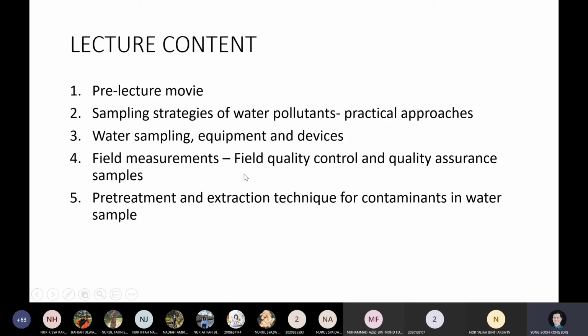And the details, we're probably going to talk about field quality control and quality assurance samples. These are the techniques that I suspect you might have learned in analytical chemistry. So we're going to repeat a few.